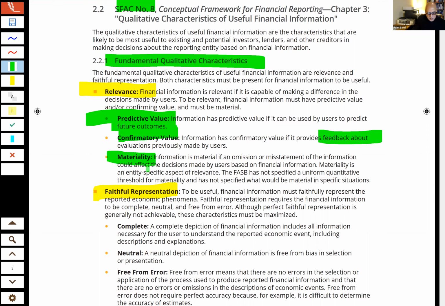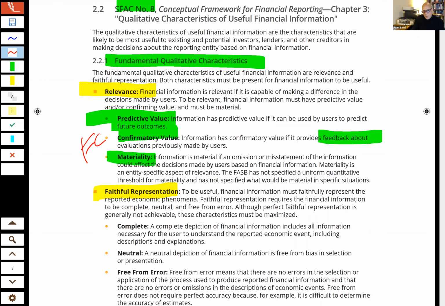And materiality could be what? Materiality could be both quantitative and qualitative. Okay. Now, flashcard, the ingredients of relevance. Predictive value, confirmatory value, and it has to be material. That makes it relevant to the decision making.